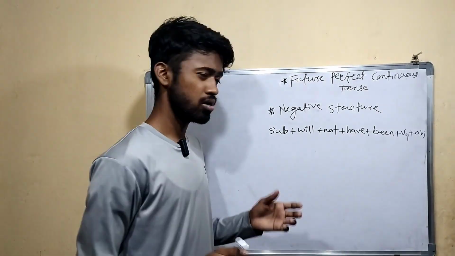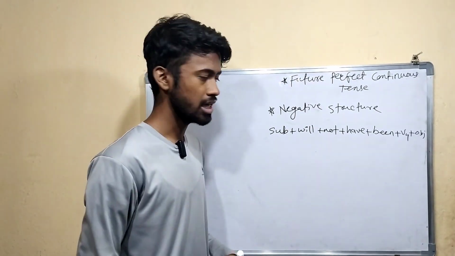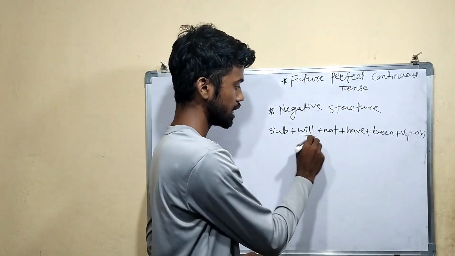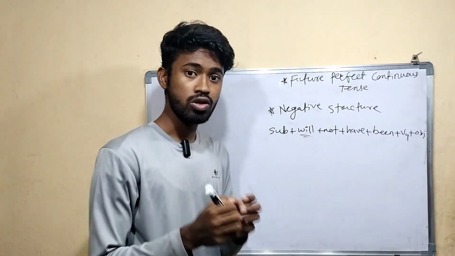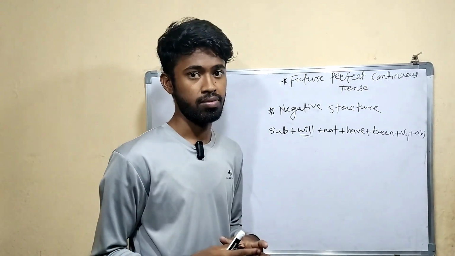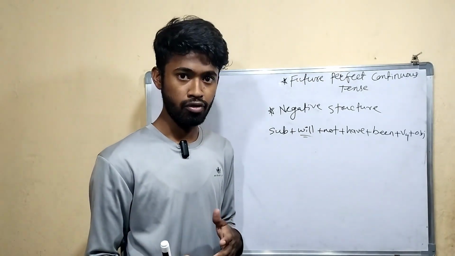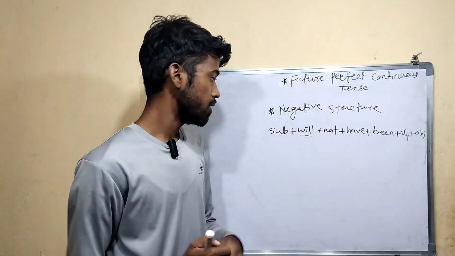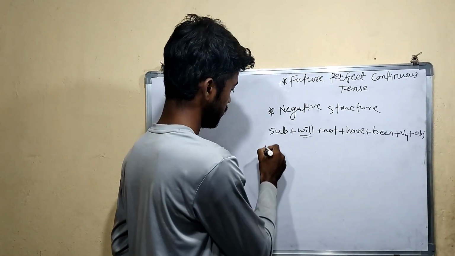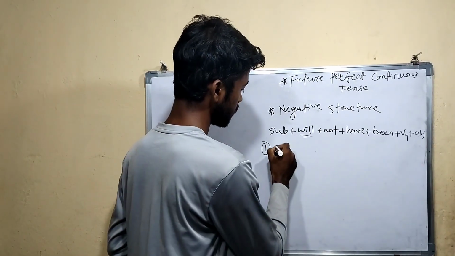So whenever you see two or more helping verbs in a sentence, whenever you are framing a negative sentence, you have to use not after the first helping verb. Okay, after the first helping verb, not the main verb. Okay, now see the examples. What will be the first example?